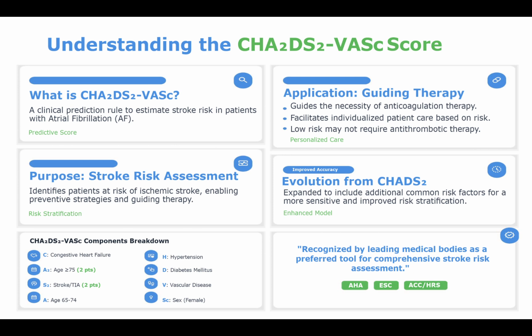Finally, this score holds immense global recognition. It is widely recommended and endorsed by virtually all major medical organizations across the globe, including highly influential bodies such as the American Heart Association, the American College of Cardiology, and the European Society of Cardiology.